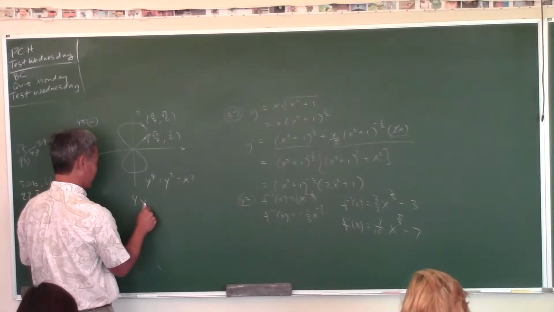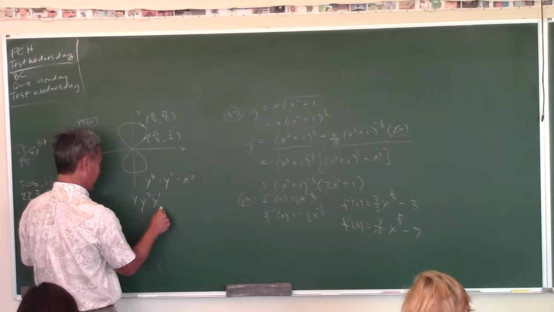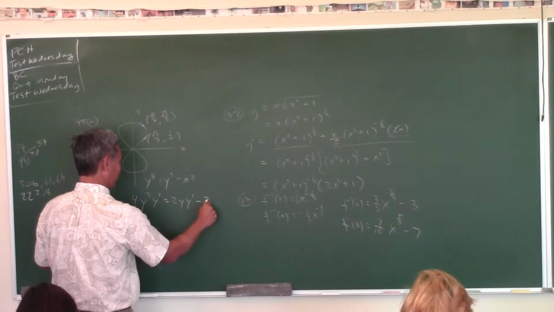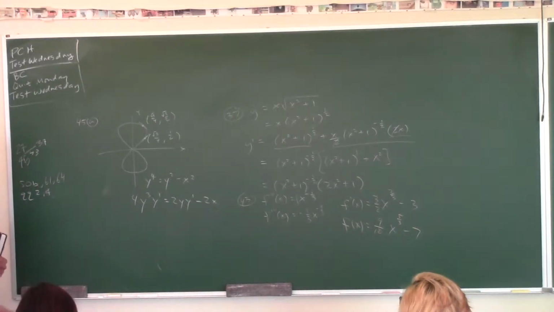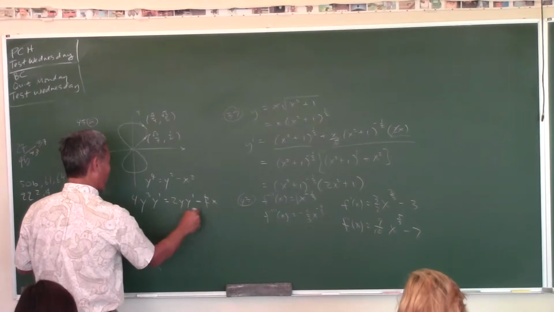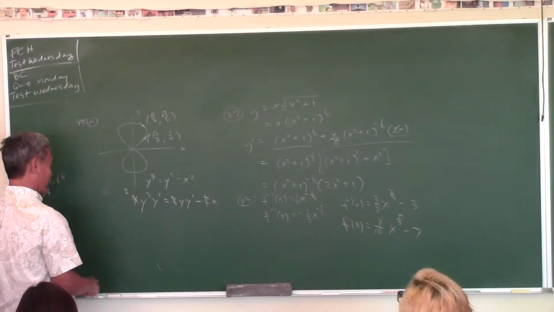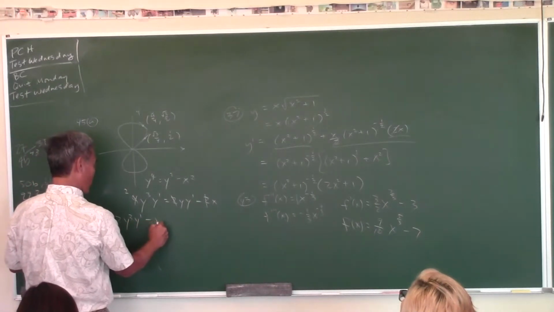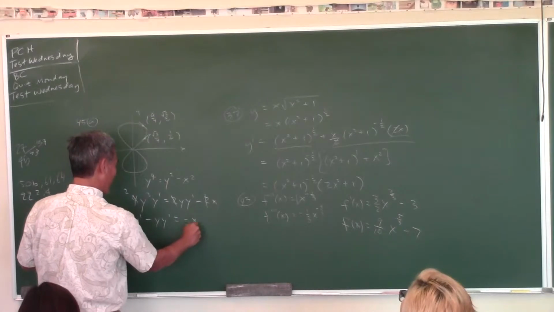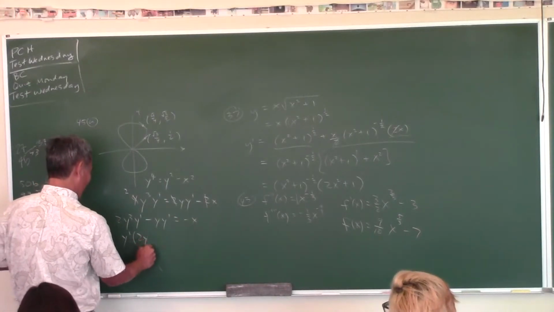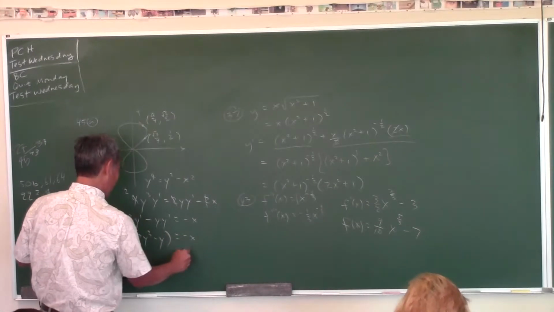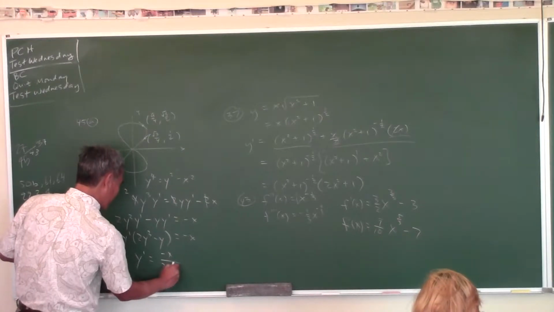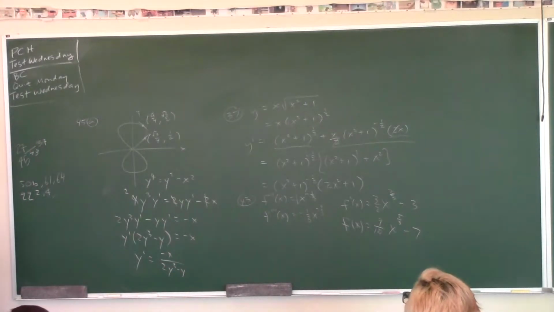y cubed y prime equals 2y prime minus 2x. That is correct, that's the key right there. Put all the y primes on one side. 2y cubed y prime minus y prime equals negative x. Factor out the y prime, equal negative x, and then divide: y prime equals negative x all over 2y cubed minus y. There you go, that's the derivative.